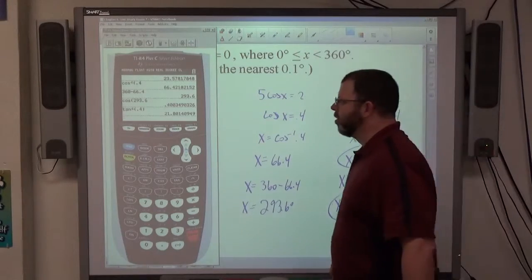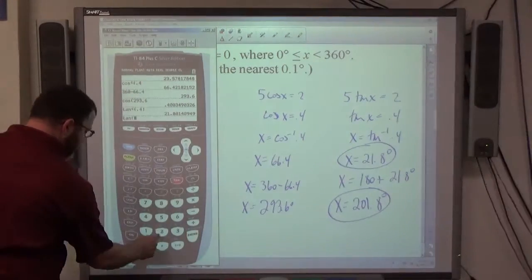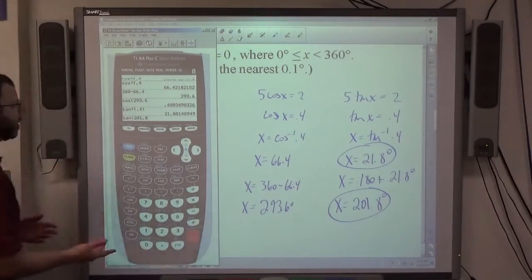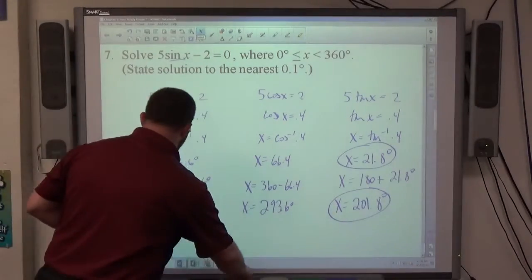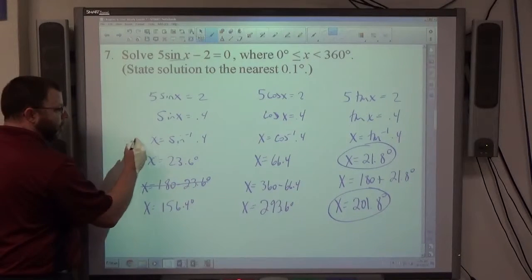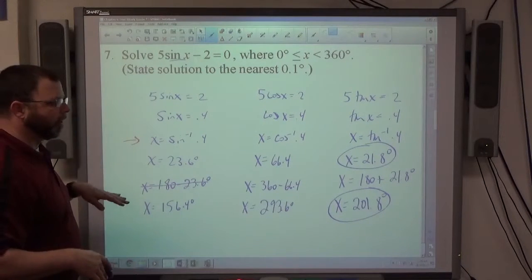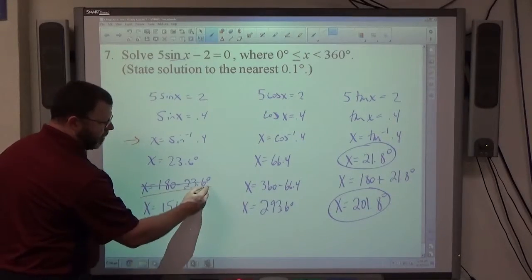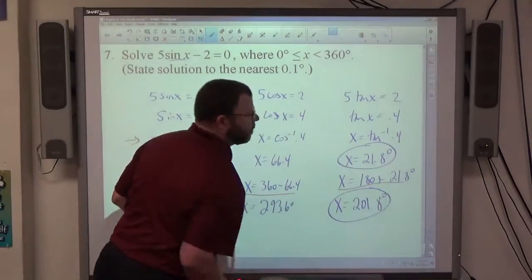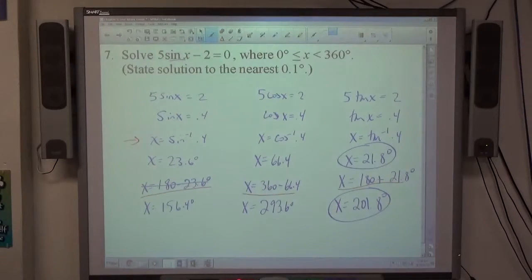So again, it's going to be sine, cosine, or tangent. If I try it out here, tangent of 201.8 comes out to 0.4. All right, so obviously know how to do this much. It'll be a basic one like this. Won't be very difficult to get the first answer. Just know what to do to get the second answer. 180 minus, 360 minus, 180 plus for each of the 3 trig functions that could happen on that problem.